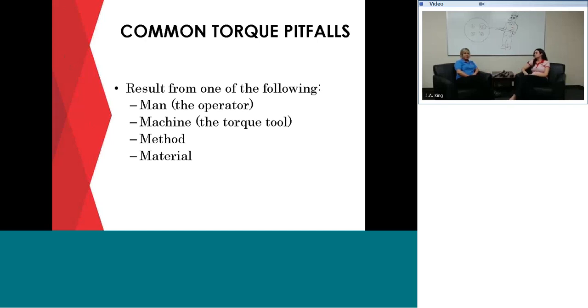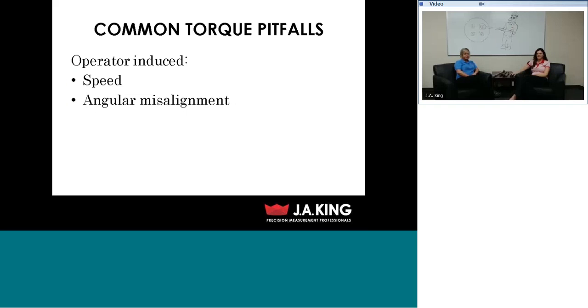Torque issues are due to one of four factors: man, the operator; machine, the torque tool being used; the method, or the materials. Let's look at each of those individually. Two examples of operator-induced torque errors are running a tool down at the wrong speed, either too fast or too slow. The second has to do with misaligning the torque tool and the bolt. Fatigue may also cause the operator to hold the tool sideways versus lining it up straight with the bolt. This is known as cosine error and can also be a factor in torque tool calibration in addition to assembly.